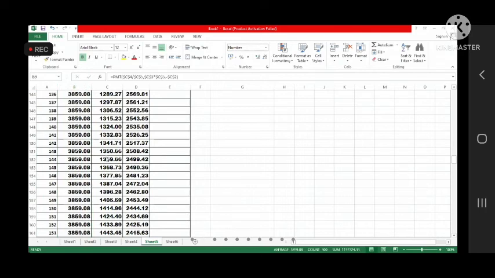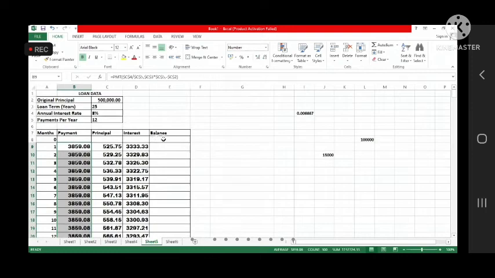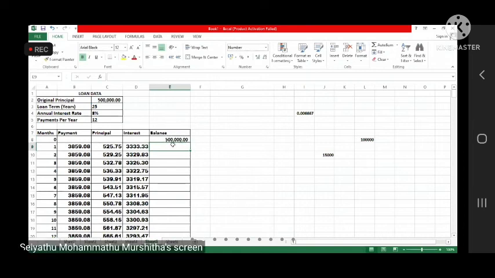Okay, now we have to calculate the balance. So here we will put 0. Initially, what is the loan amount we have taken? Here equal this one, 5 lakhs. In this 5 lakhs, for the first month, we have taken 5 lakhs as an initial loan.